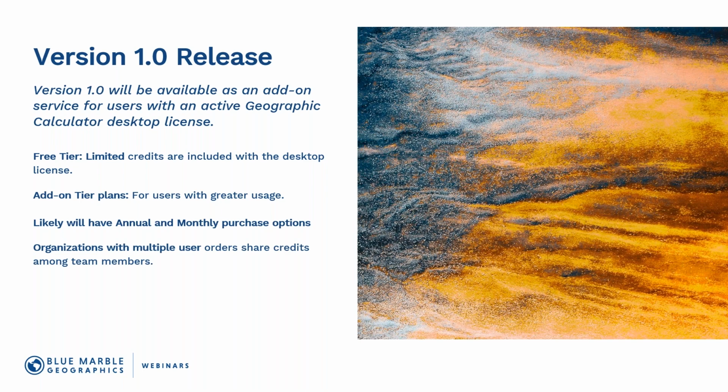And then back to the question: I have 10 seats of desktop calculator. There will be different amounts of seats that you can have. If you have desktop seats, then you would have seats on the cloud product. And we're going to work on setting up sharing those credits among team members. So we have a team concept and credits. Ideally, we want to be able to share credits among team members.